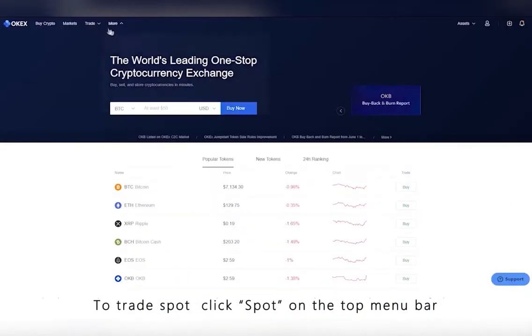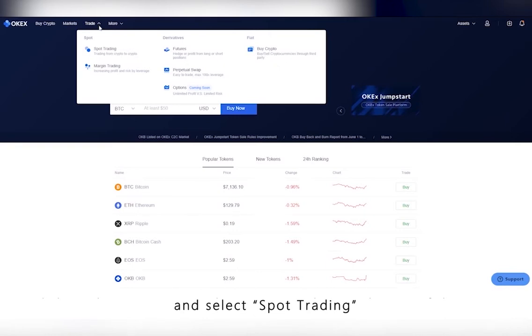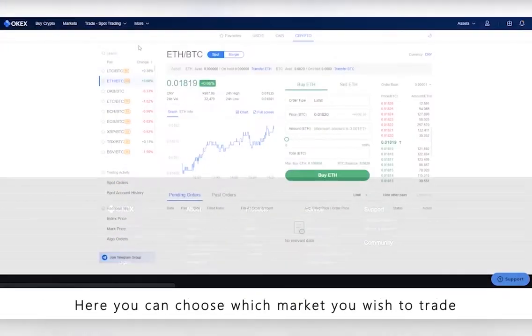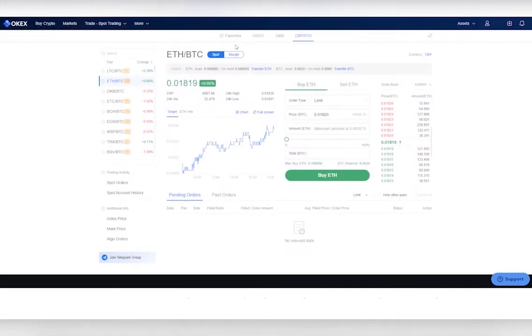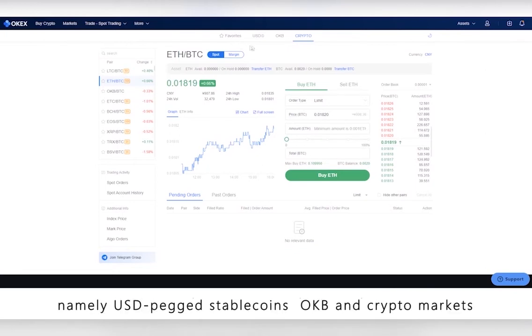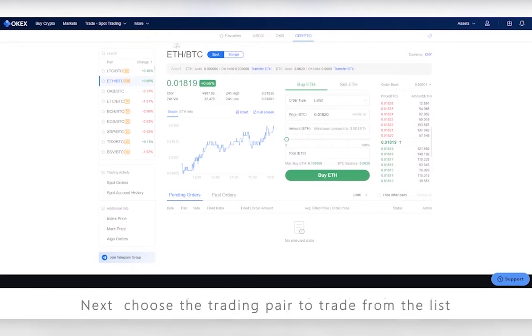To trade spot, click Spot on the top menu bar and select Spot Trading. Here you can choose which market you wish to trade. There are 3 markets available, namely USD-pegged stablecoins, OKB, and crypto markets. Next, choose a trading pair to trade from the list.